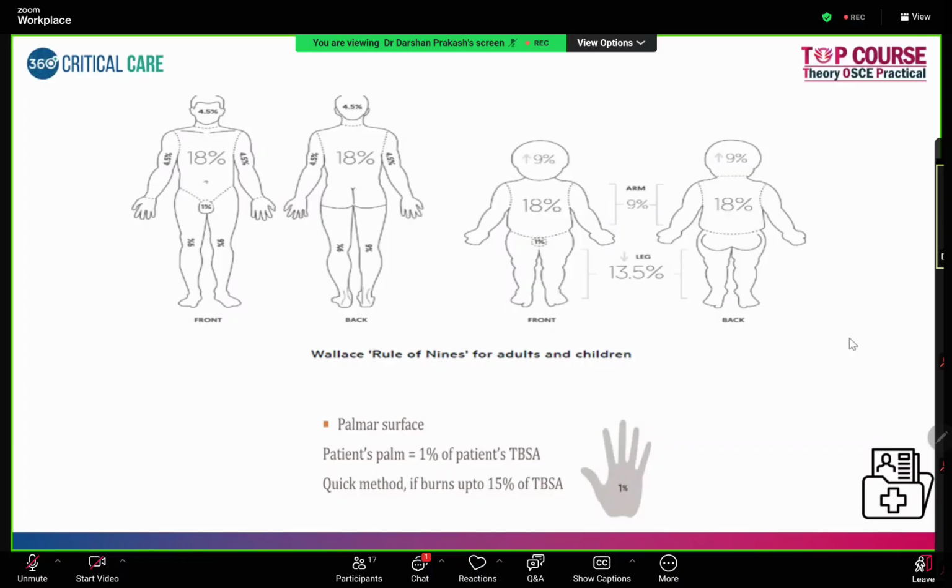So usually the palm of the patient, as seen here, should be considered as 1% if the burn gets covered in the palm of the patient. Okay. So it is usually used as a quick method for estimating burns. Usually, minor burns is what you can use the palmar surface for. Major burns always use Wallace's rule of nine or Lund and Browder chart.